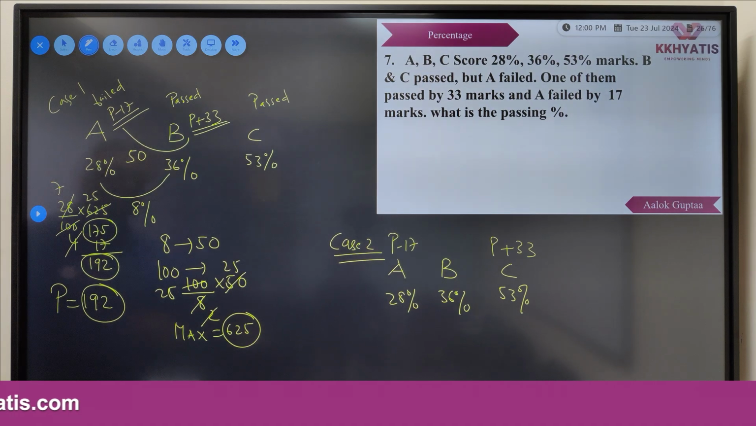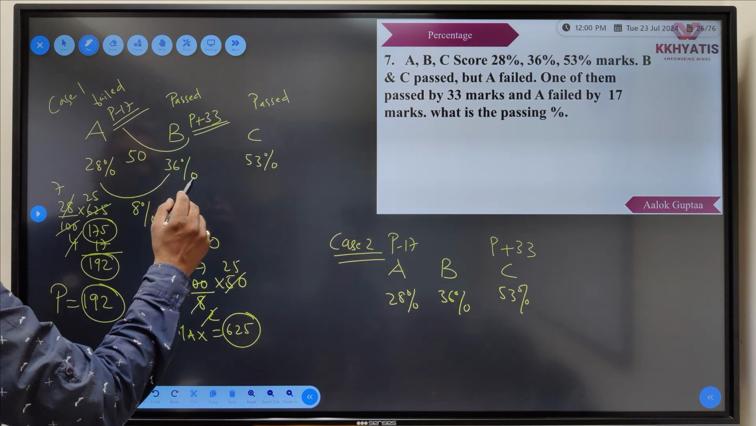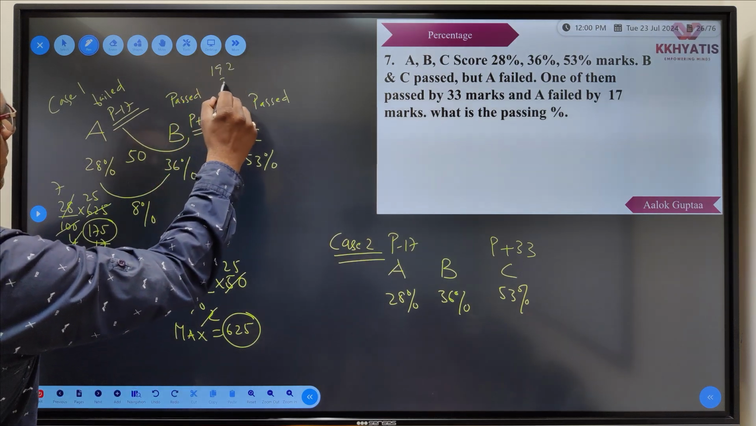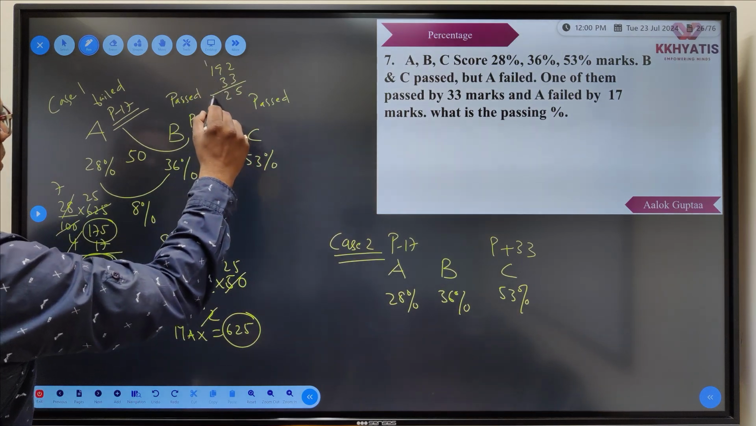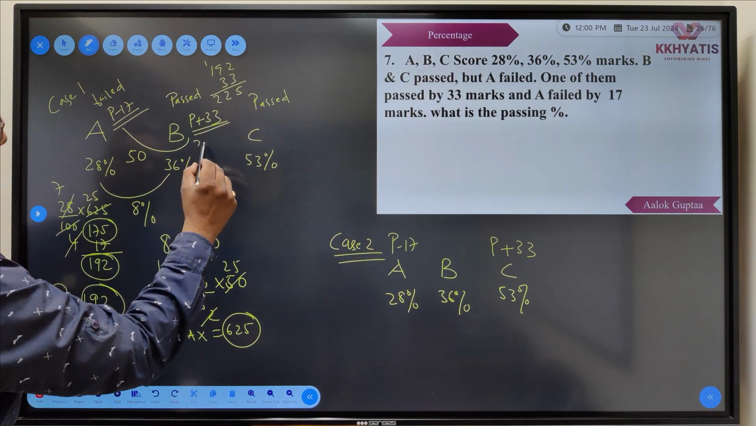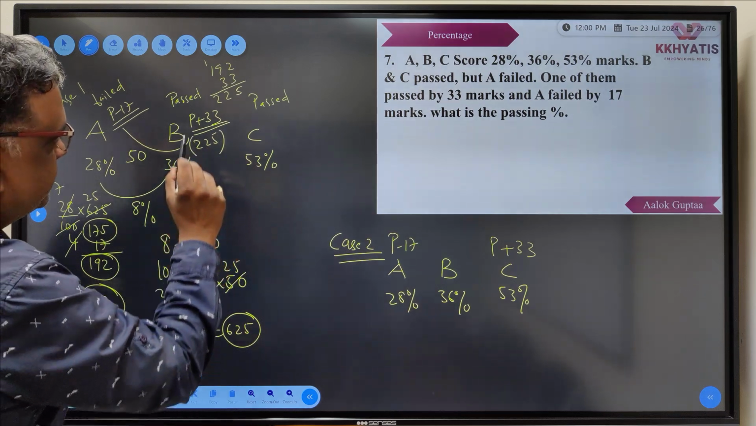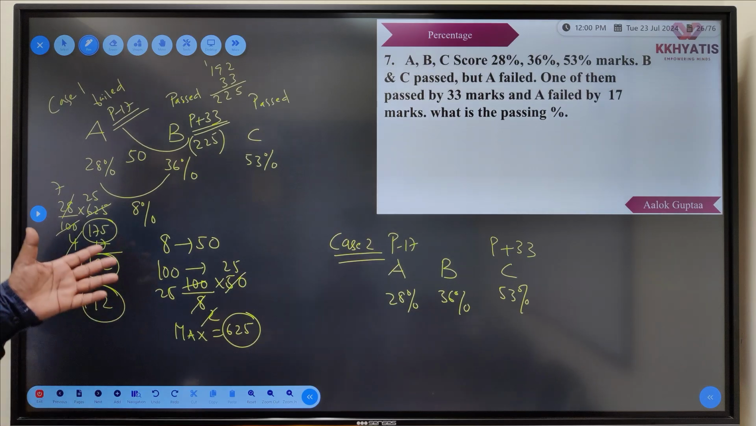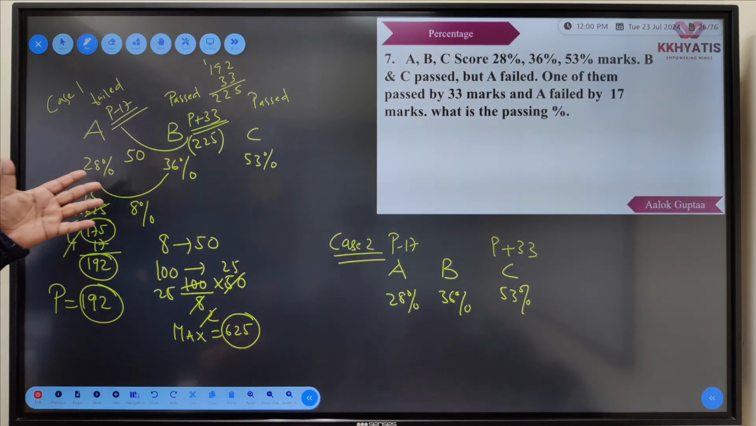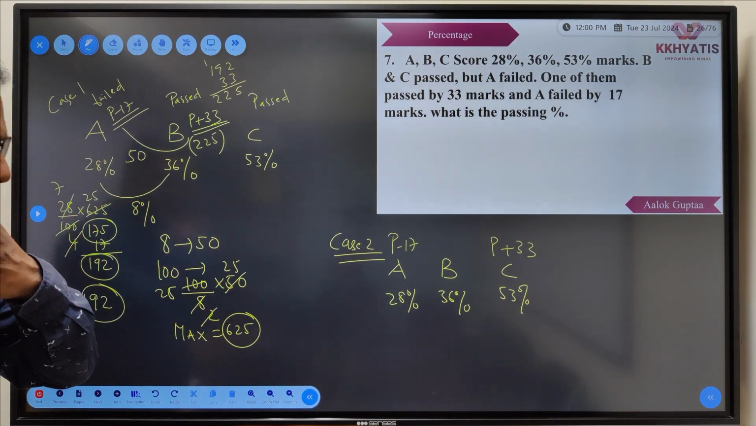Correct? So if passing marks is 192, B must have got how much? 192 plus 33, that is 225. So B got 225 marks in this case because he got 33 more than the passing marks. So this case I think is satisfying the conditions given. But let me see about this case also.